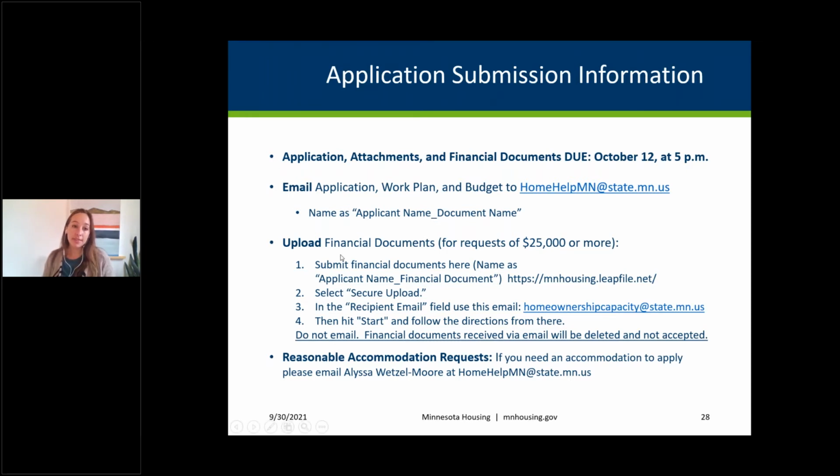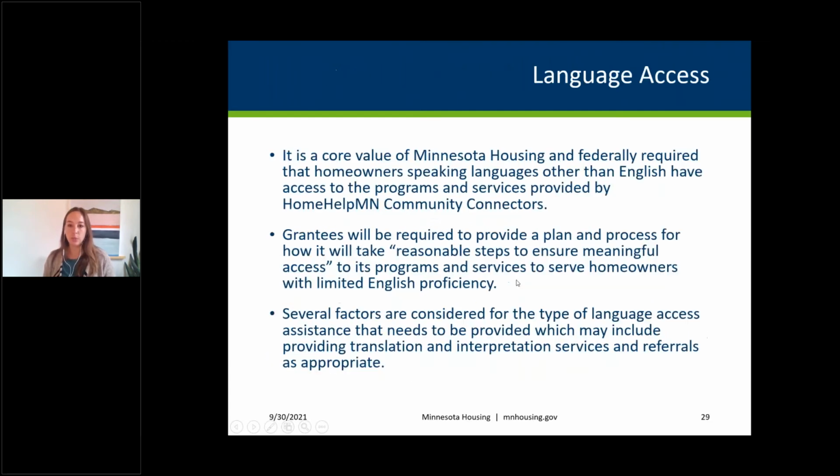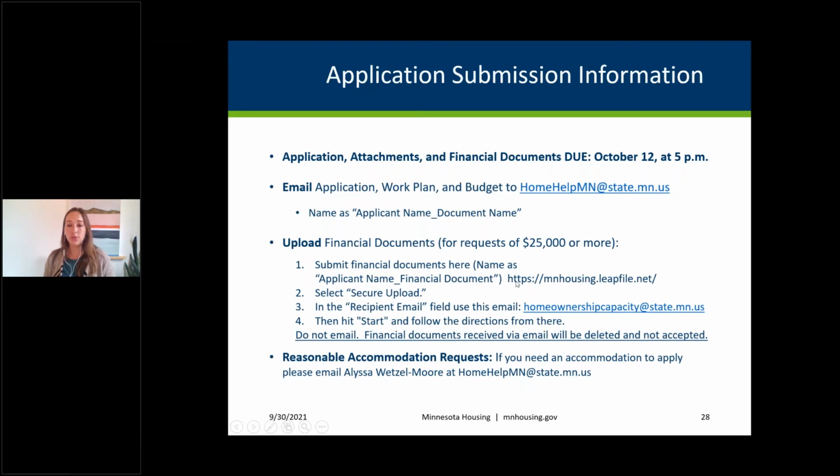I should cite separately, if you request $25,000 or more, upload those documents here. So if you can see this web address, it's really important that you upload to that address. Here are the instructions for how to do that. Do not email your financial documents. We cannot accept those for security reasons, and so we will delete them, and the application will likely be considered incomplete.